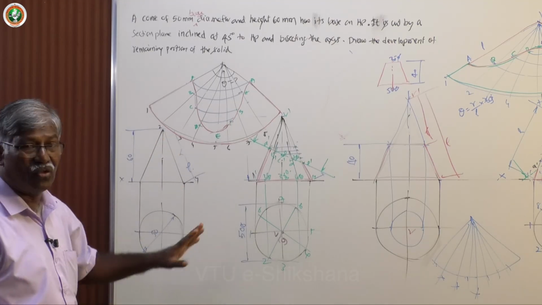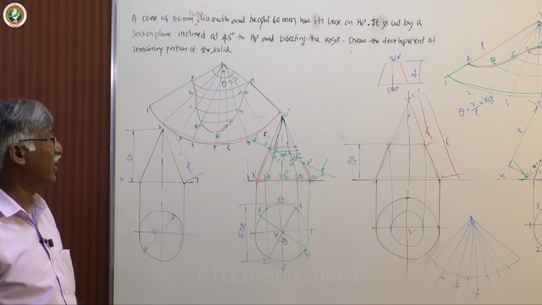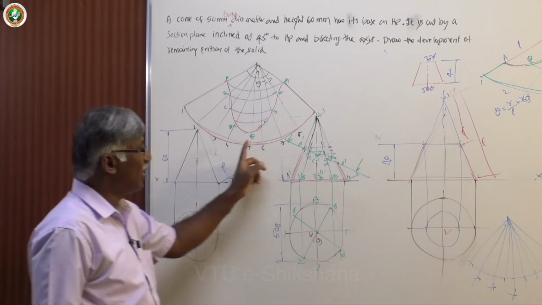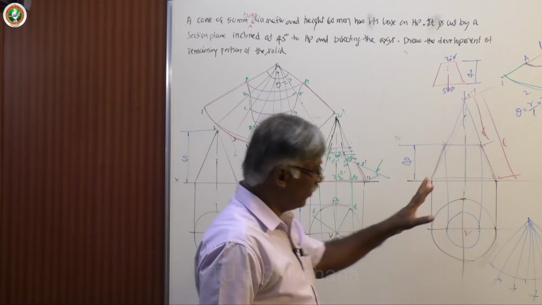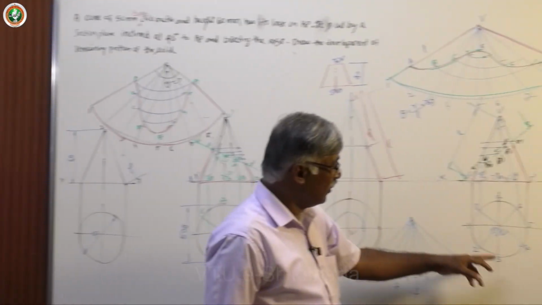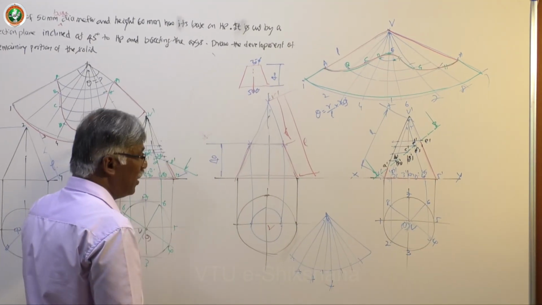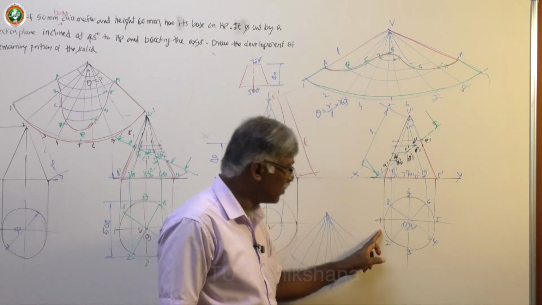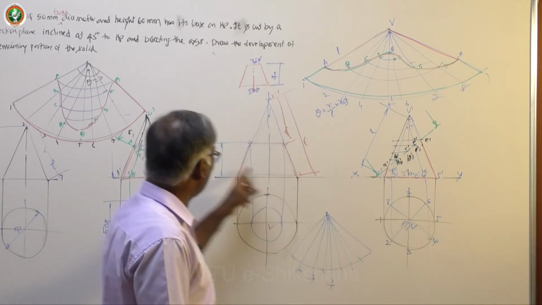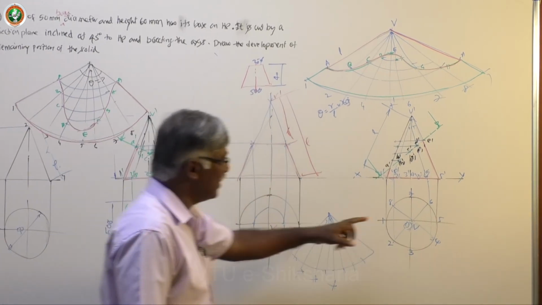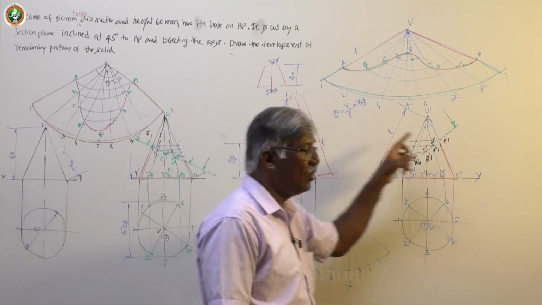Sometimes they give the figure itself. In that case you have to follow that. Otherwise either this way or this way. But I will tell you, with this problem only you will get this pattern. How? Instead of starting from 1, if you start from 5, definitely you will get this pattern, because 5 is having the point nearest to the apex.